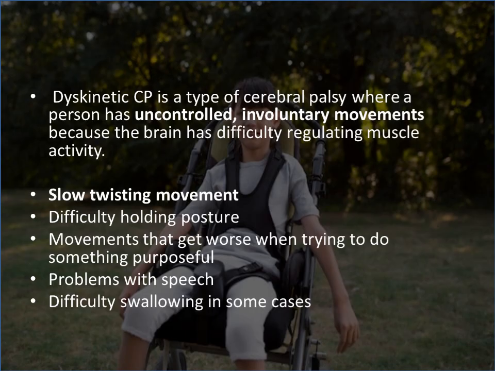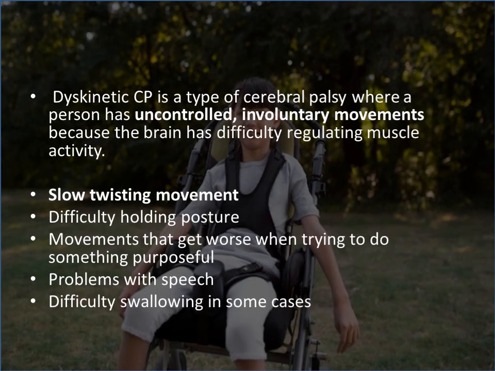And what are the main features of dyskinetic CP? We have sudden or jerky movements, where it starts from nowhere, right? Then slow twisting movements, and difficulty holding postures, let's say like sitting or standing, which becomes very difficult.